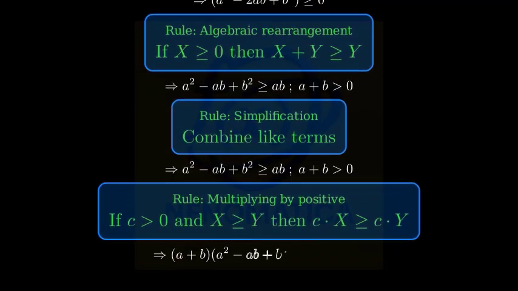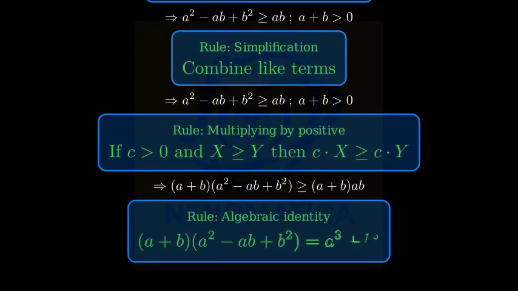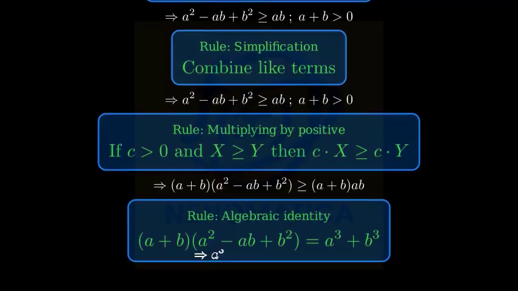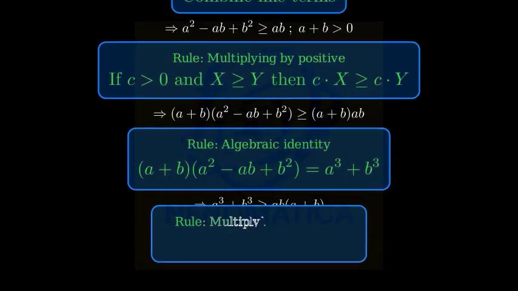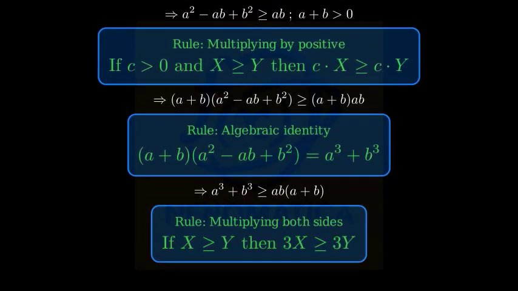When we multiply both sides, we get a plus b times the quantity a squared minus ab plus b squared is greater than or equal to a plus b times ab. Now, we need to expand the left side of our inequality. This gives us a cubed plus b cubed is greater than or equal to ab times a plus b. Now, if we multiply both sides by 3, we keep the inequality in the same direction.